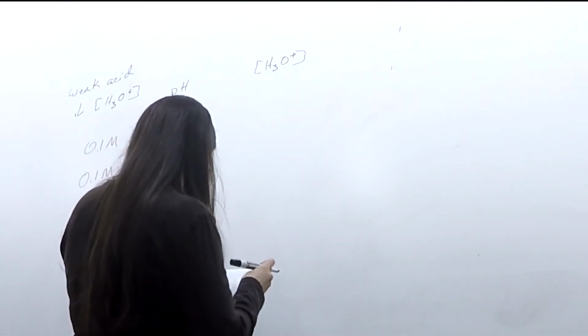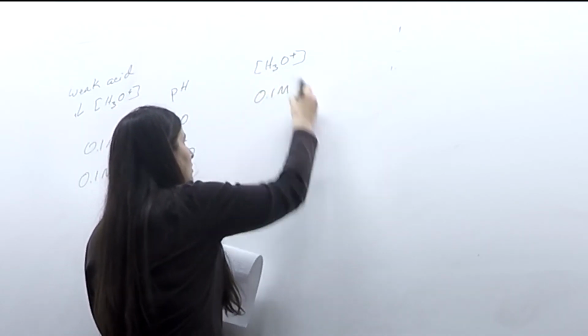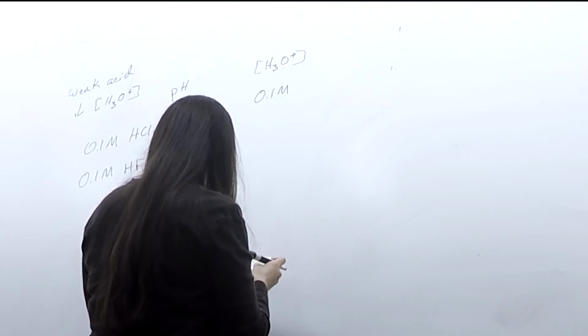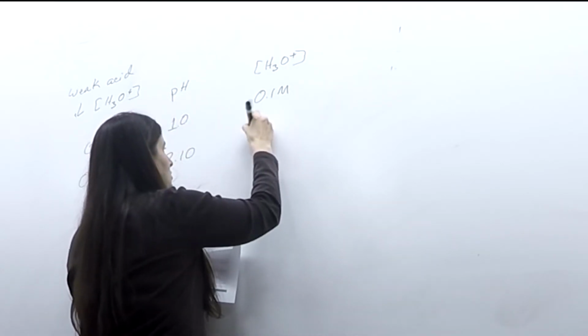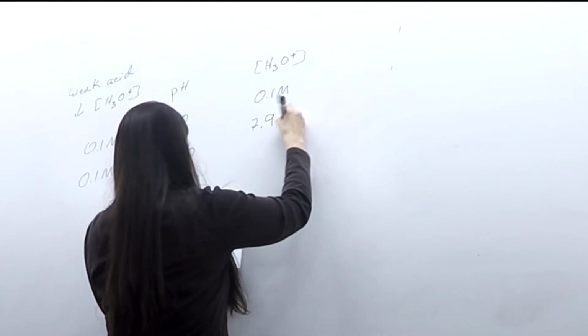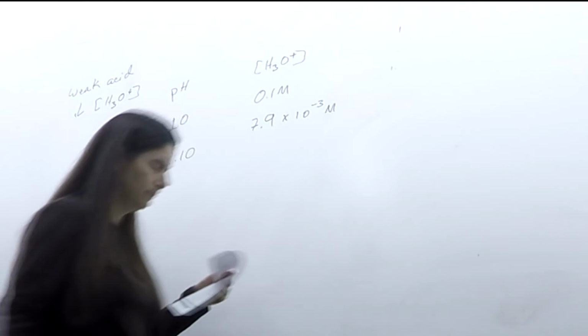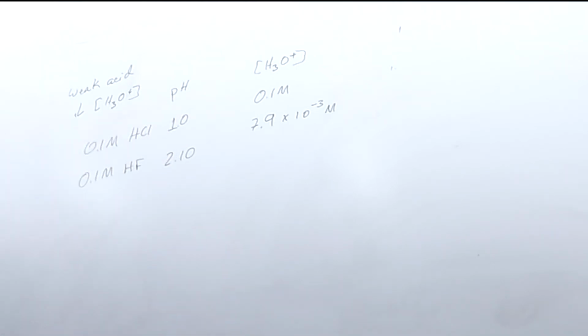The concentration of the H3O here is identical to the concentration of the solution created. The concentration of the H3O is going to be 7.9 times 10 to the minus 3 molar. So you notice that it is lower than 0.1, which is what you would expect because of the incomplete dissociation.